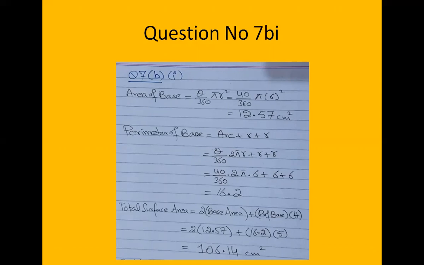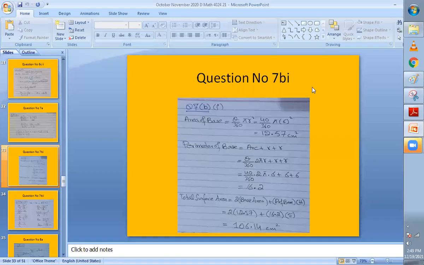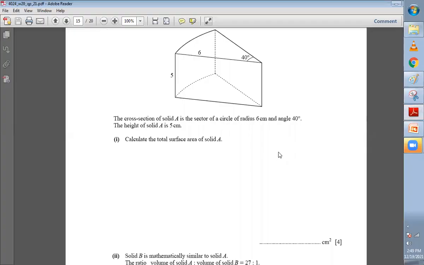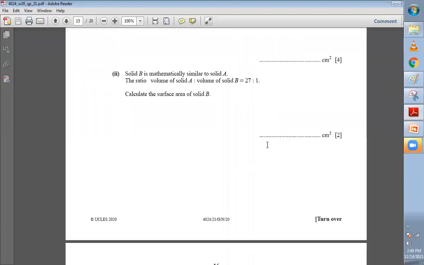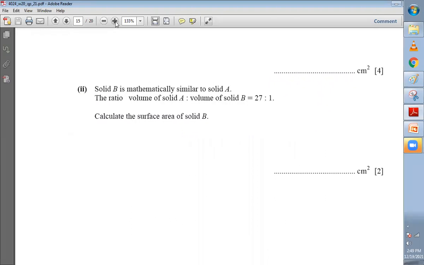So this is how you do question number 7, and it's the B part. Hopefully you understand. It was a 4-mark question. Now, solid B is mathematically similar to solid A. The ratio of the volume of solid A to the volume of solid B is 27:1. Calculate the surface area of solid B.